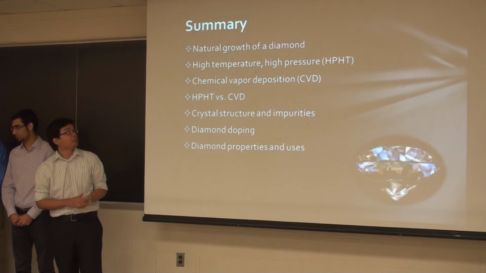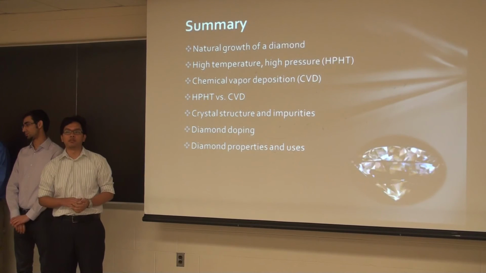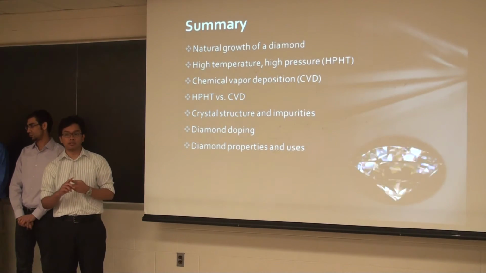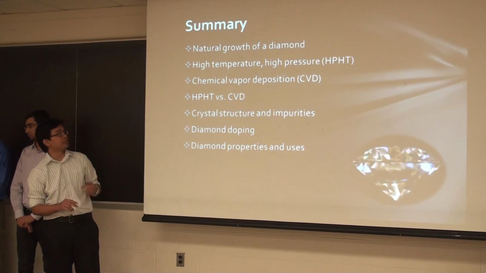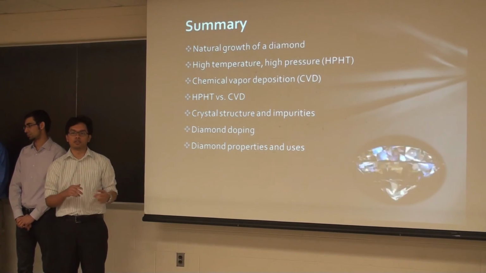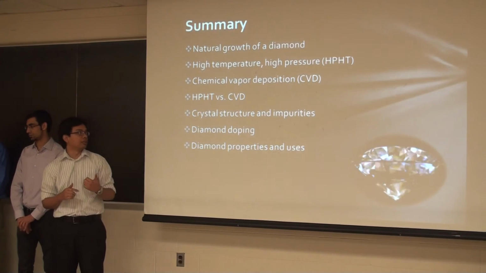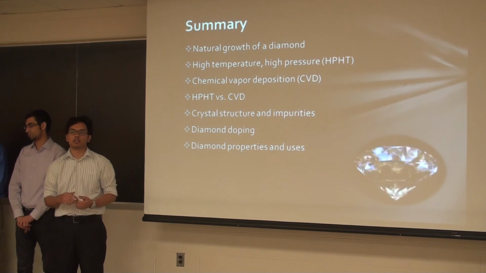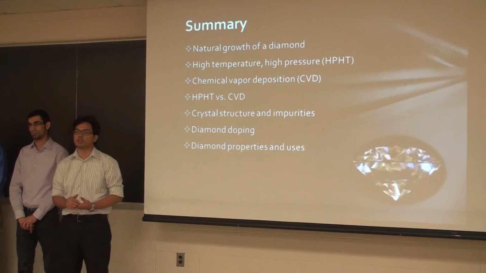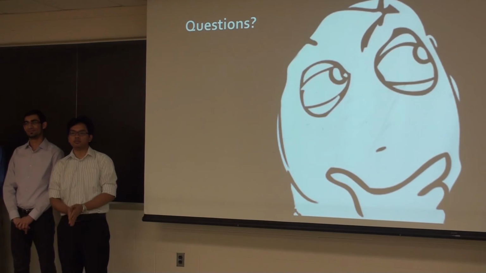In summary, we talked about the natural growth of diamond, and then synthetic diamond, with two different types, high temperature high pressure and chemical vapor deposition, and we compared those two. Then we talked about crystal structure and impurities, diamond doping, and lastly the diamond properties and its uses. Any questions? Thank you.